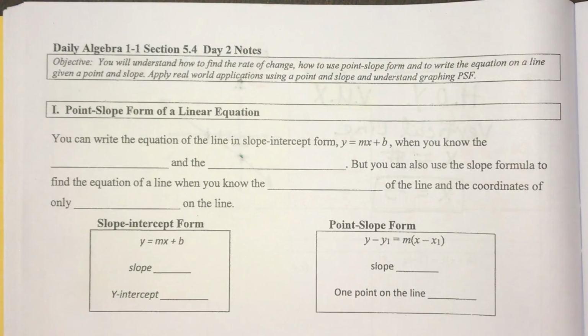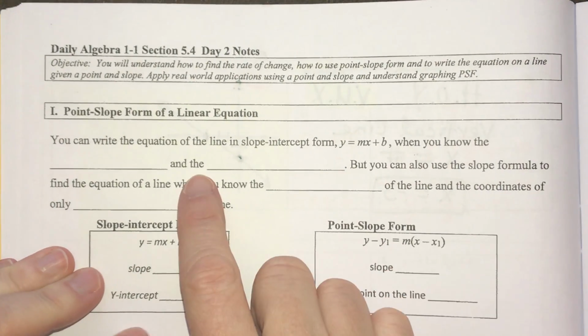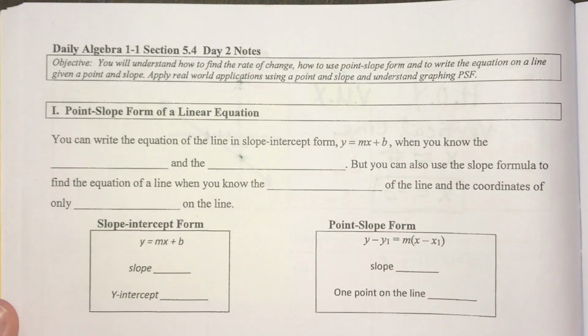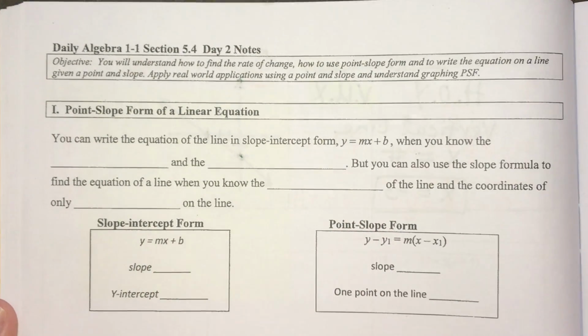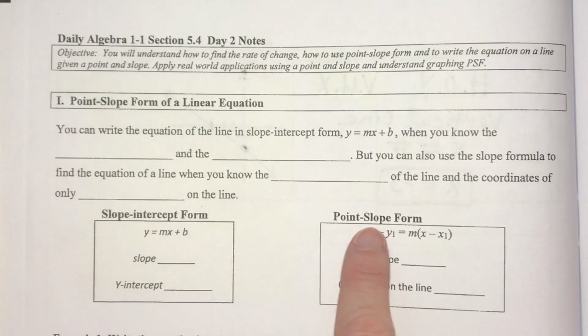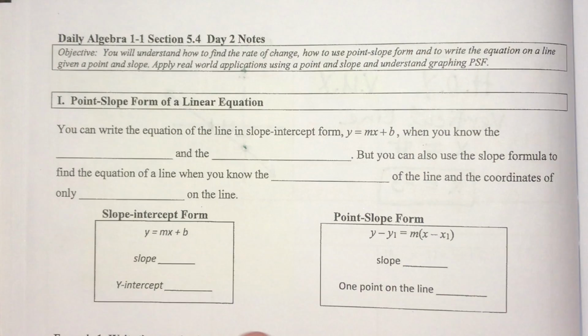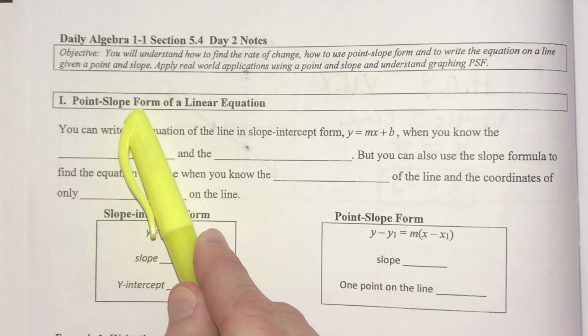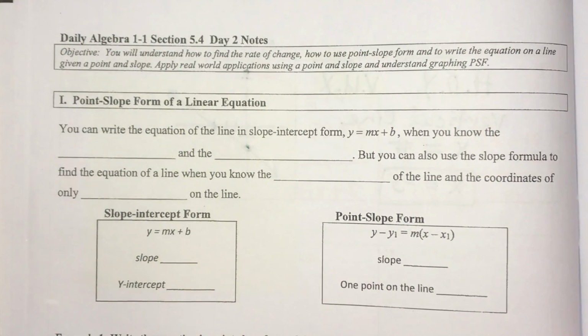In this video, I'm going to show you how to compare the slope-intercept form of a line and the point-slope form of a line, excuse me. I just want to introduce the different forms here, compare them, and show how they work similarly and how they're different. So first, let's talk about point-slope form of a linear equation in general.